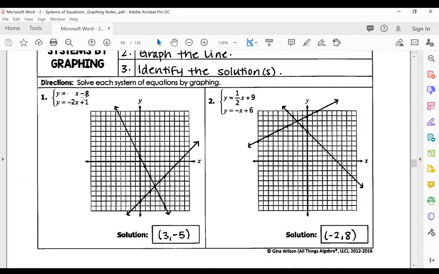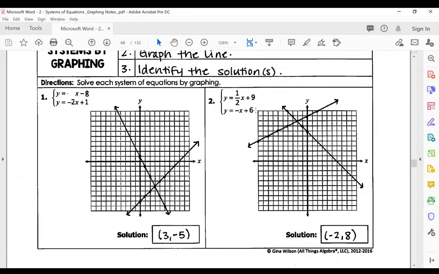Remember to begin with your y-intercept. So the first line, we begin with a y-intercept of -8. Our slope is 1. So we rise 1, run 1, and stair step up to create this first line. The second line has a y-intercept of +1 and a slope of -2. So we move down 2 over 1, down 2 over 1. So again, we're simply looking for where the two lines intersect.